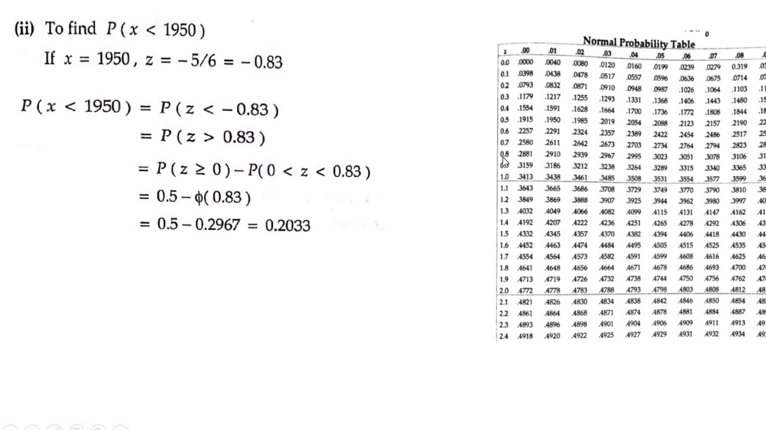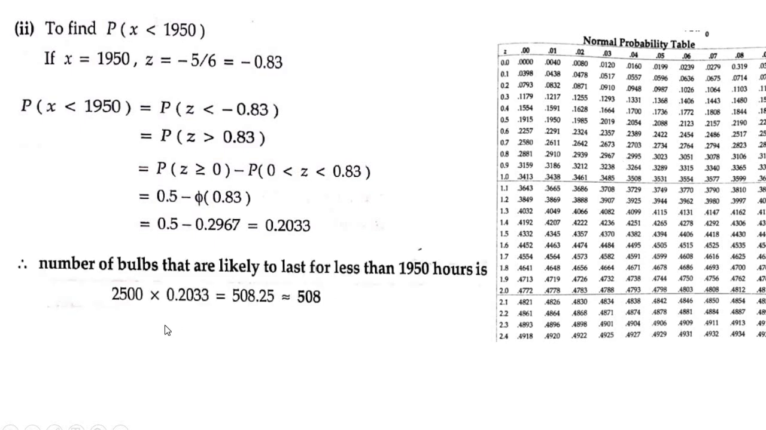Okay, 0.83 you want. So move this straight up to 0.03. So this is 0.83, which is 0.2967. Now we'll move on to the third one. With this you have to multiply it with the 2500 to obtain the final answer.